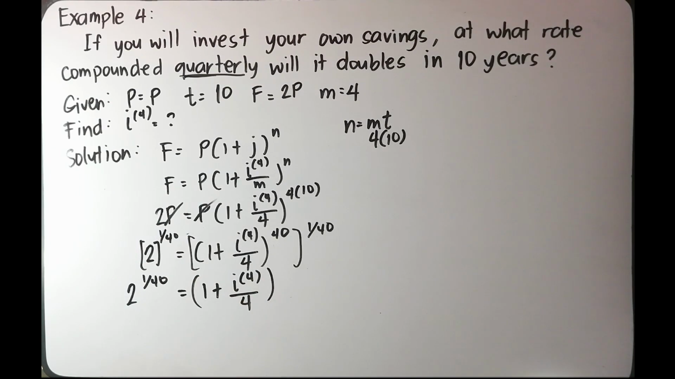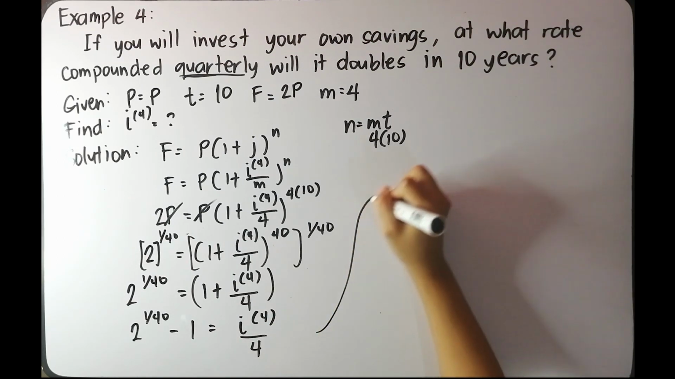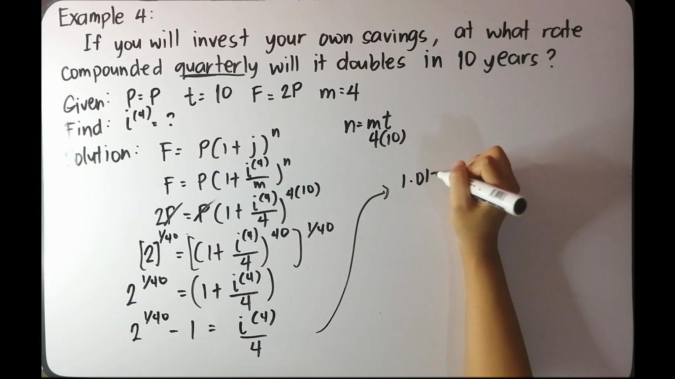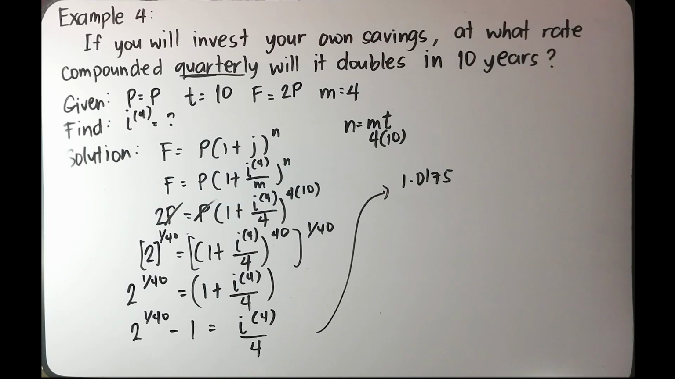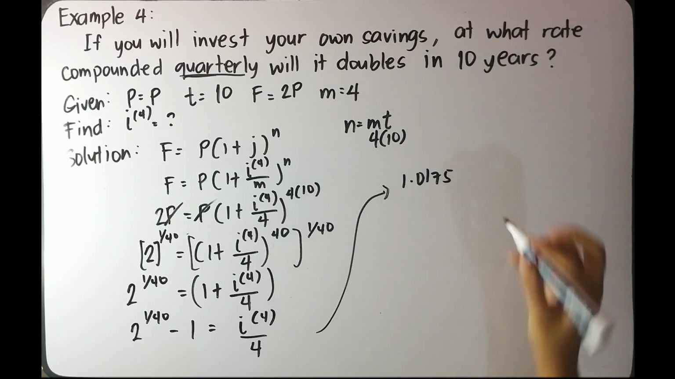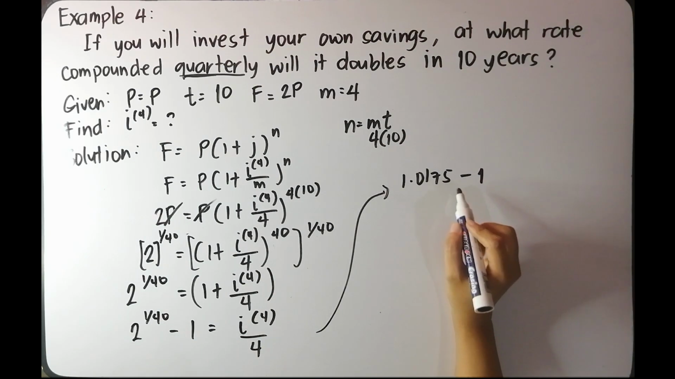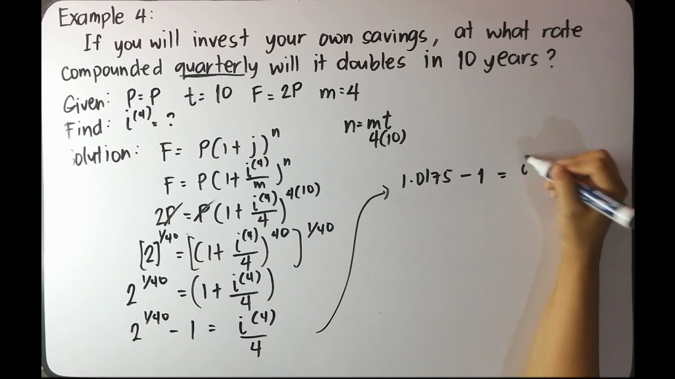So to get the value of i^(4), we need to manipulate these equations. We have 2 raised to 1 over 40, then minus 1, equals i^(4) over 4. 2 raised to 1 over 40 is equal to 1.0175. Minus 1. So 1.0175 minus 1 equals i^(4) over 4.